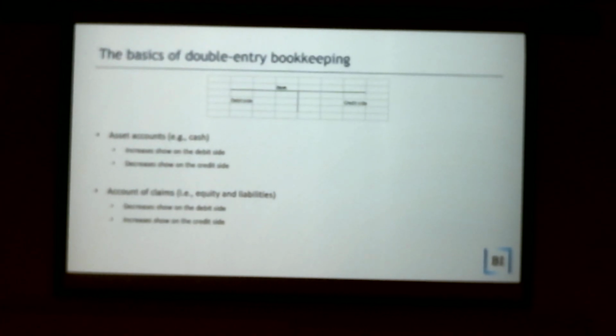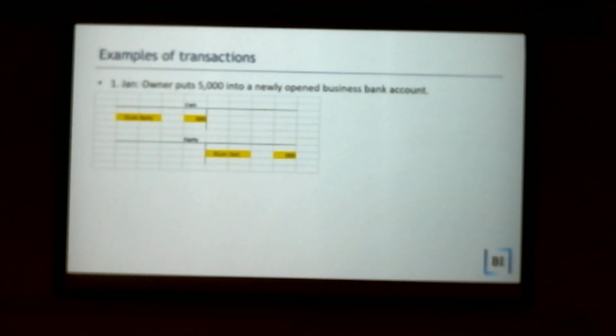And then if these accounts increase, for the asset accounts, increases are shown on the debit side. That means, let's for example consider the cash account. If cash comes into the business, then you make a note on the left side. If cash leaves the business, you make the note on the right side. Yeah? So that's basically the idea. For the accounts of claims, it's directly the other way around, and in a few minutes you will realize why this makes perfect sense. Okay, so let's look at a few examples to get your intuition for how this works.